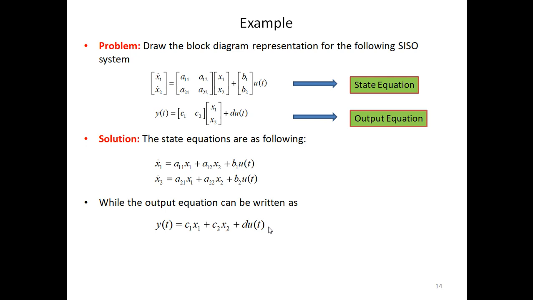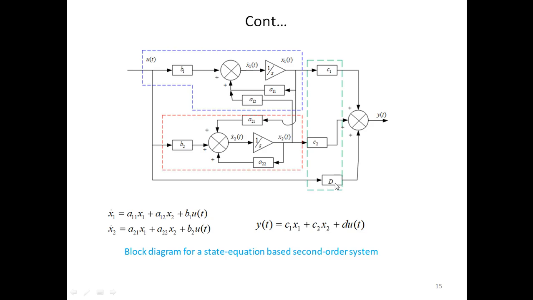Right? Now, to make it easy to draw the block diagram, we have rewritten the state equation and output equation. Both of the state equations are first-order differential equations, and the output equation is this one. Now consider the state equations one by one, starting with x1 dot t equal to a11 x1 plus a12 x2 plus b1 ut.